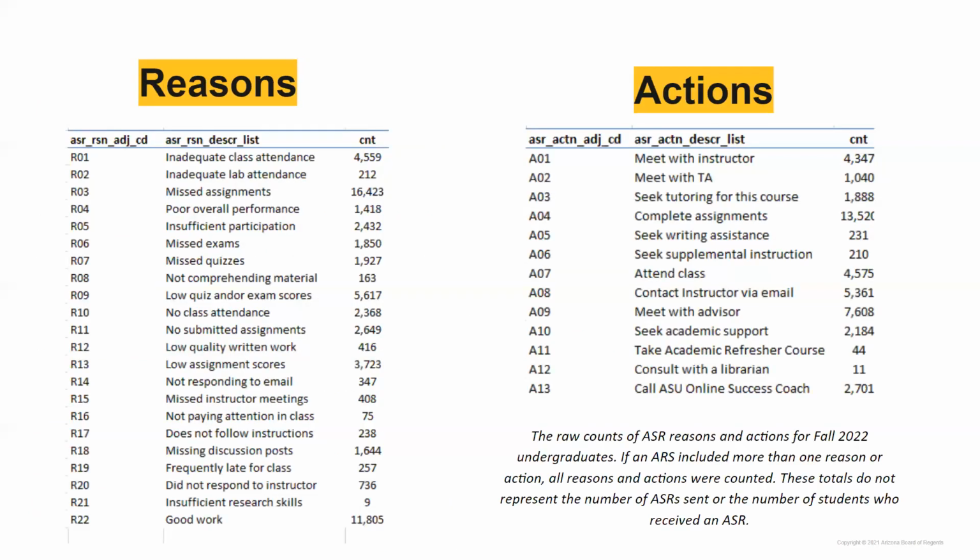I'm not going to go over these, but I thought this would be helpful when you get our slides. Here's a list of all the reasons and all the actions, both the code and the descriptions. And I just pulled data for fall 22, just if you want to see what are some of the most commonly used reasons and actions, so you could see. So some are used very frequently, like inadequate or missed assignment, sorry. And then some are not, like the R21, the insufficient research.